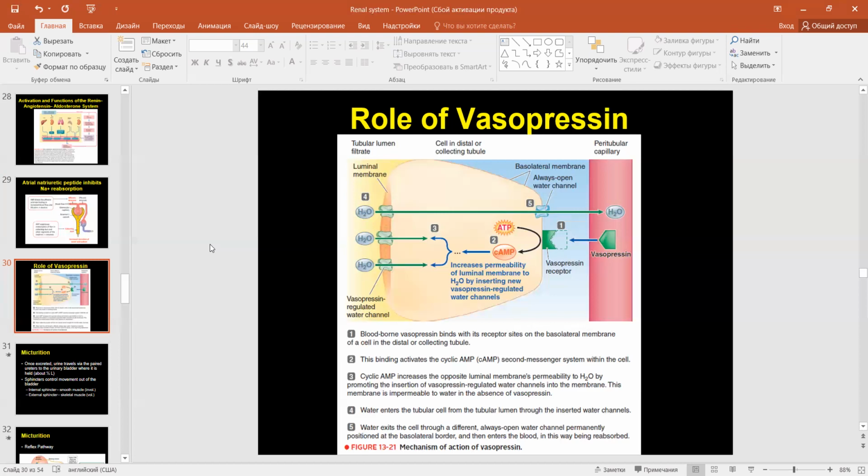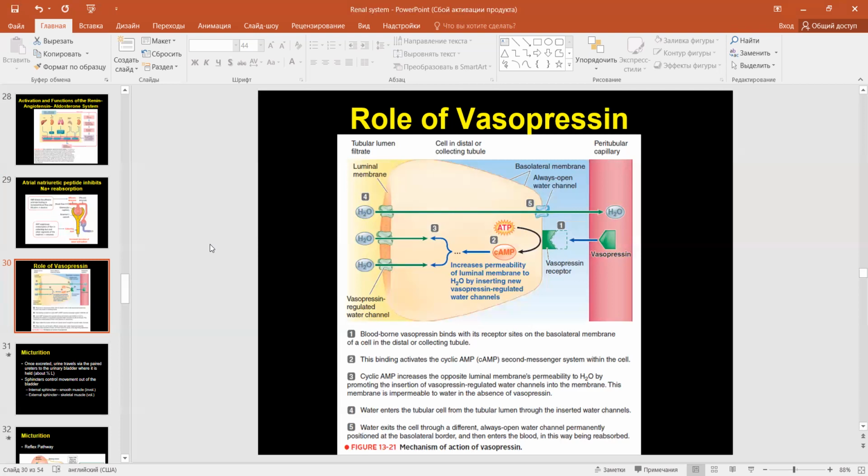Vasopressin reaches the basolateral membrane of the tubular cells lining the distal and collecting tubules through the circulatory system. Here it binds with receptors specific for it. So the binding activates the cyclic AMP second messenger system within these tubular cells. This binding ultimately increases permeability of the opposite luminal membrane to water by promoting insertion of vasopressin-regulated water channels in this membrane by means of exocytosis.